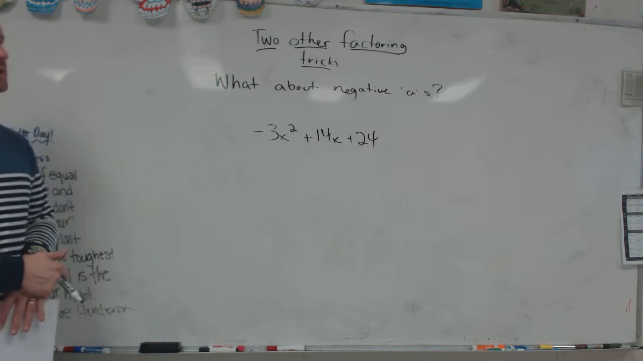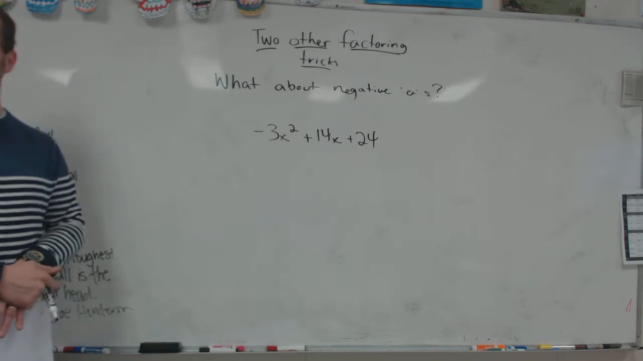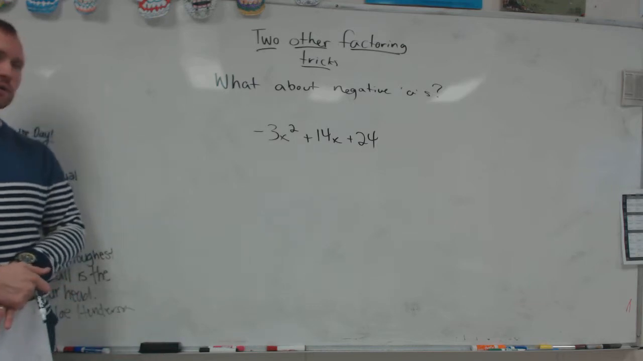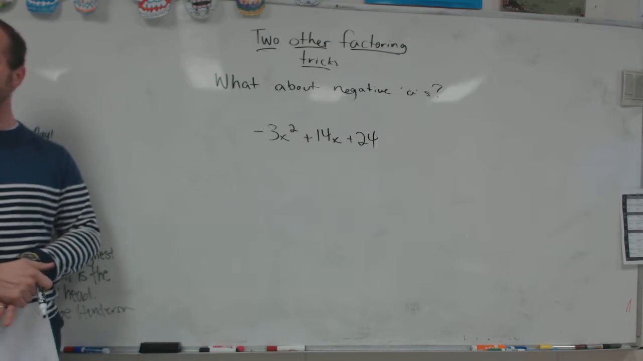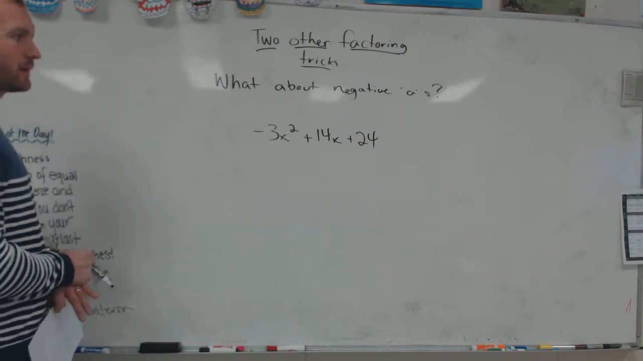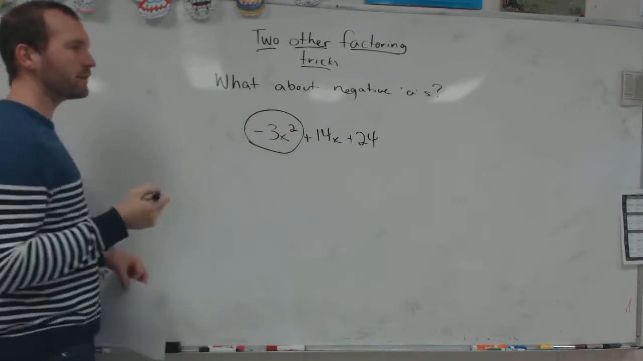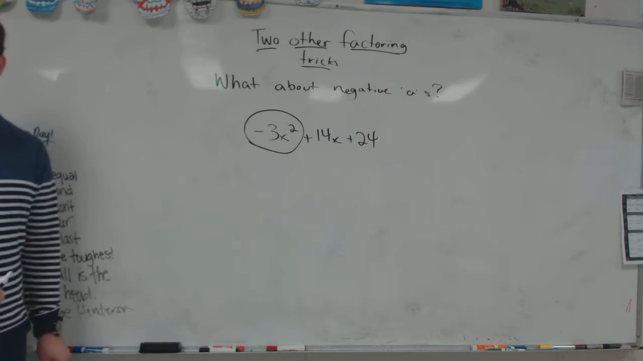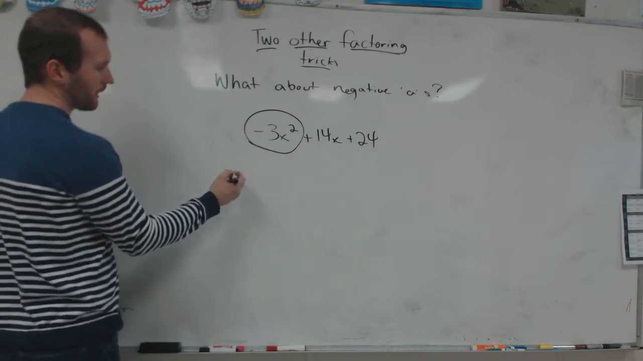We could try using Gary's terrific trick and factoring this. It would not work. I don't want to spend the time to show you that it wouldn't work. Just take my word for it. So whenever you see a negative a, you have to factor out a negative 1 from this equation. And that's going to look like this.